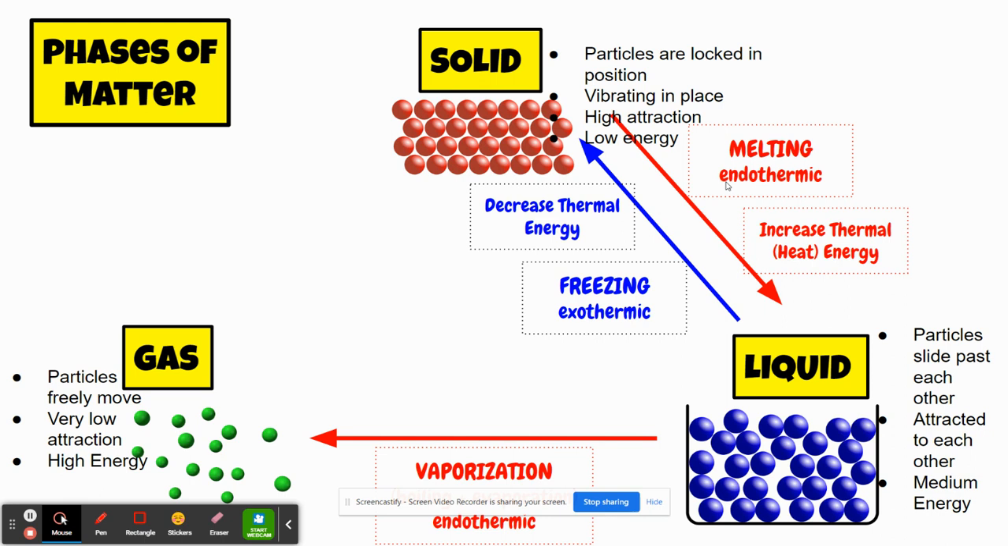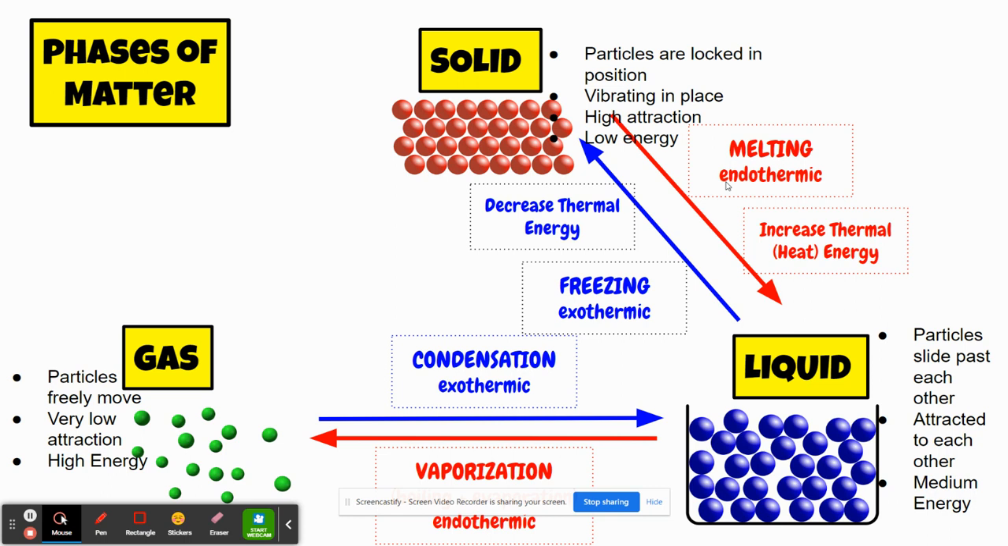If you're going to go from a gas to a liquid, you have to take out energy, and we're going to have the blue arrow go backwards, and that's going to be called condensation. Condensation is when gas will come back to a liquid. Gas turns back into a liquid.